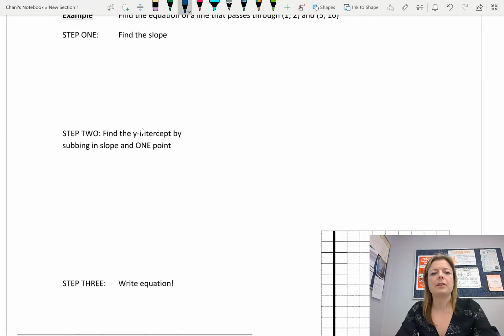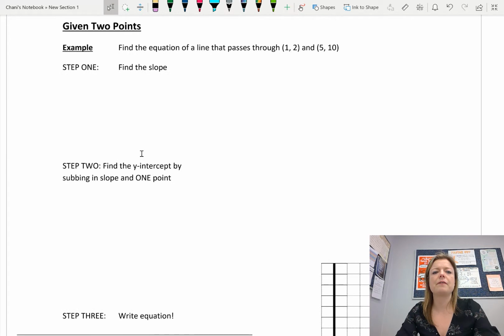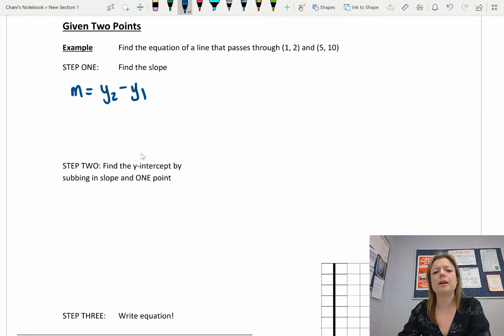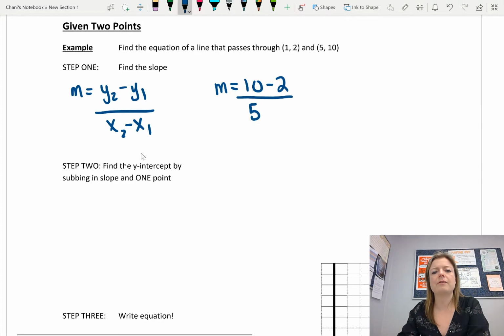So that's the equation of a line that's perpendicular to this and passes through the origin. Okay, so now we have to figure out how to find the equation of a line that passes through 2 points. So in this case, we don't know the slope. So we need to find the slope using the equation y2 minus y1 over x2 minus x1. So the slope of this line would be 10 minus 2 divided by 5 minus 1. So that gives us 8 divided by 4, which is 2.